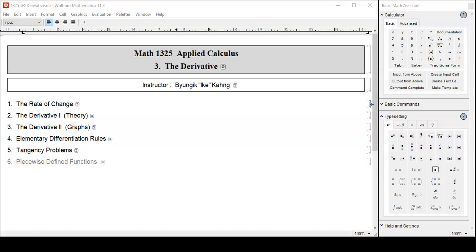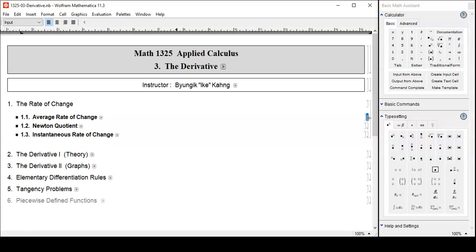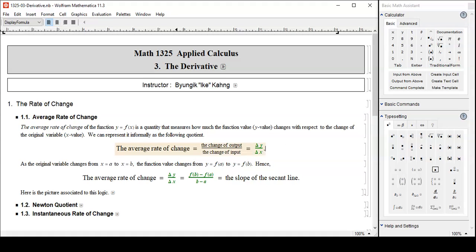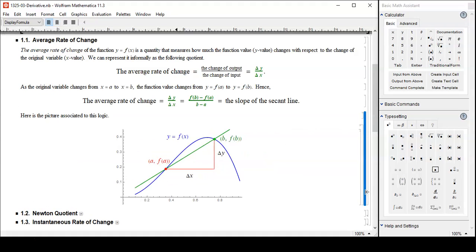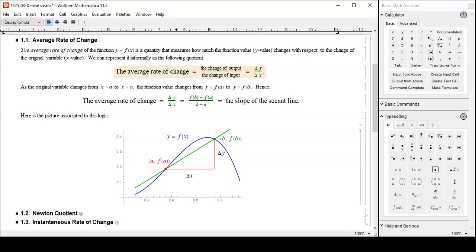First, let's begin with a familiar concept of average rate of change, which is defined like this and visualized like this. I hope everybody remembers. No? Well, okay, that's okay. We can start as if this were new. The average rate of change is defined as the change of output over the change of input.